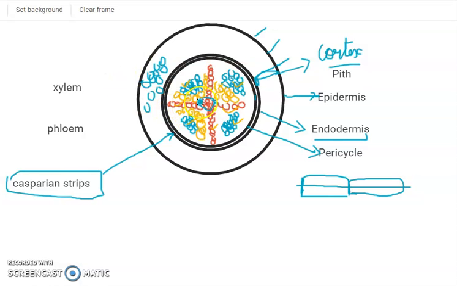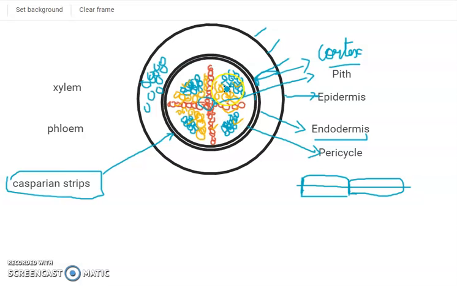Pith is the small portion in the center of the root system or stem system. We are able to find a small part which is called the pith. Okay, so the pith is small and inconspicuous. It means that either it will be very small or else we won't be able to see the pith at all in the case of the dicot root.